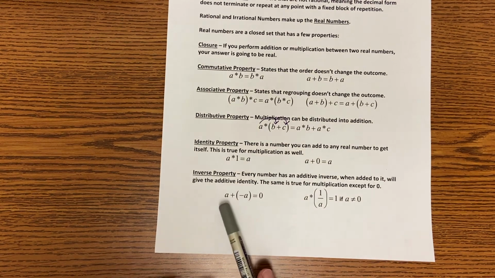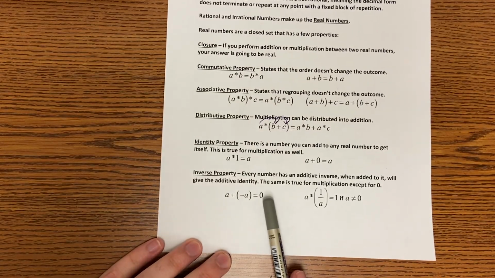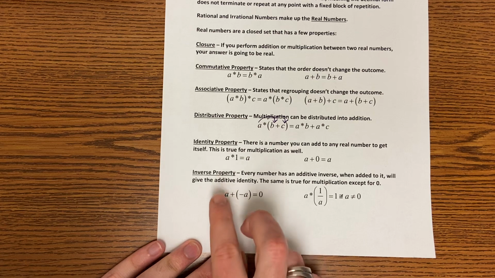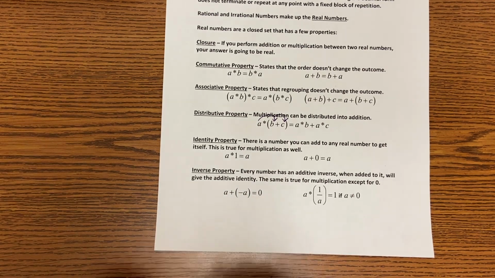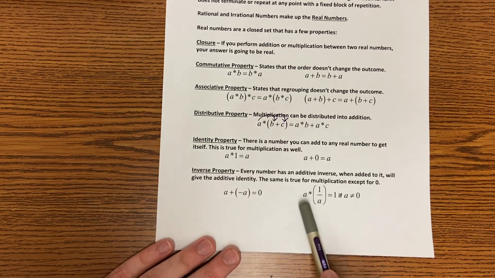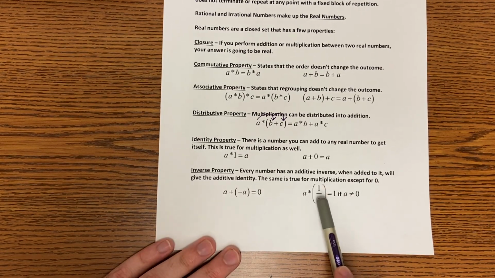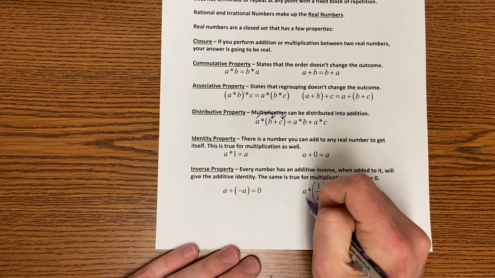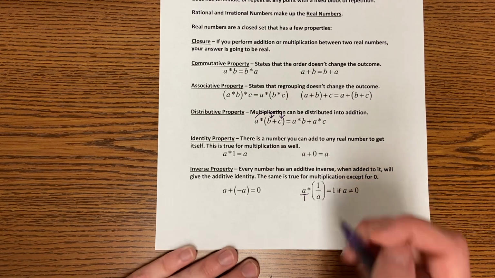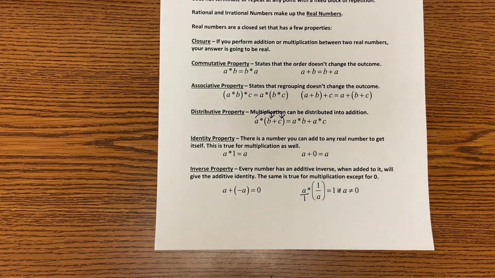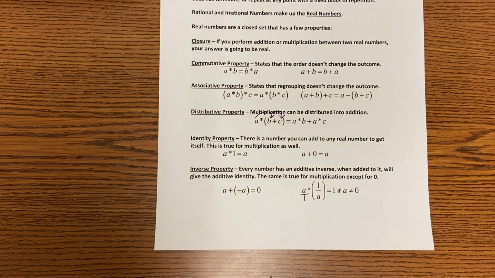For example, what do you need to add to 5 to get back to 0? Well, you need to add negative 5. So this is saying that if you add a number and the negative of that number, you'll get back to 0. For multiplication, it's a little bit trickier. To multiply a number, you want to multiply by 1 over that number, so a over 1 times 1 over a will give you a over a, which reduces to 1. Now the only thing you need to note is that 0 doesn't work. 0 does not have a multiplicative inverse because there's nothing you can multiply 0 by to get back to 1, because anything times 0 is 0.